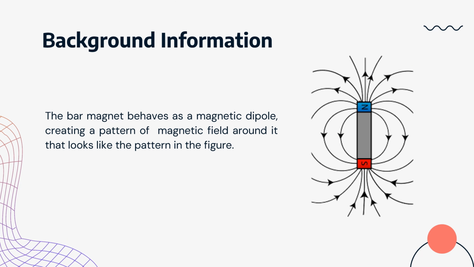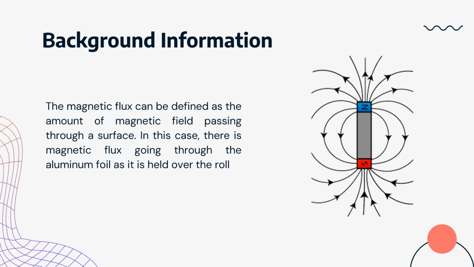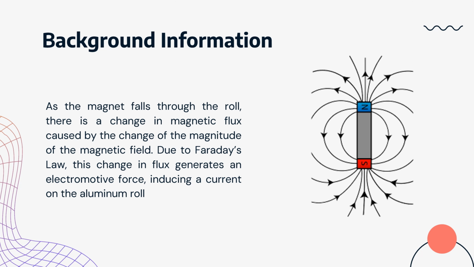The bar magnet behaves as a magnetic dipole, creating a pattern of magnetic field around it that looks like the pattern in the figure. The magnetic flux can be defined as the amount of magnetic field passing through a surface. In this case, there is magnetic flux going through the aluminum foil as it is held over the roll. As the magnet falls through the roll, there is a change in the magnetic flux caused by the change of magnitude of the magnetic field.